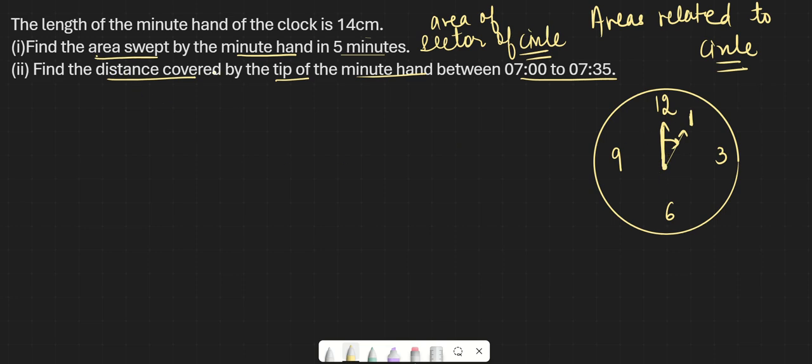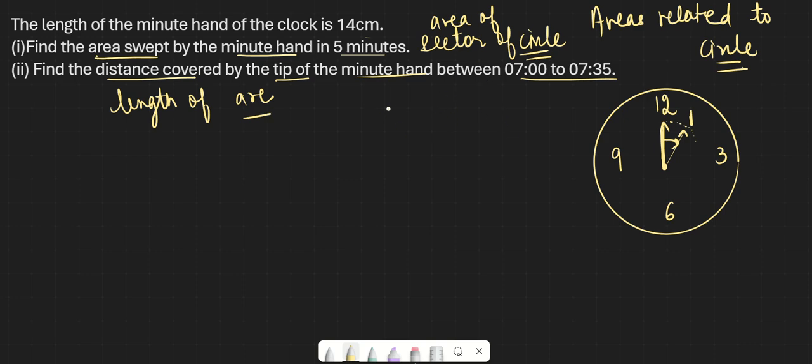Next is to find the distance covered by the tip. If we see the movement of the tip, we notice that it forms the length of an arc. We need to find the length of the arc. So the first thing to understand is that the area swept by the minute hand is the area of a sector, and the distance covered is the length of an arc.